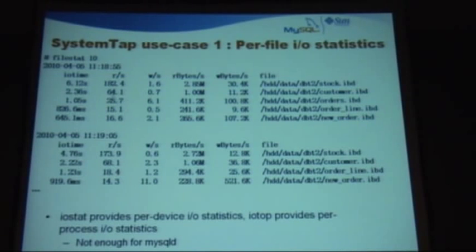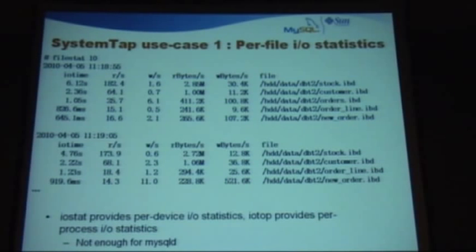In this case, it displays up to 10 seconds of average IO statistics per file, ordered by IO time. Here, stock.ibd consumed most of the IO resources, so we can easily decide that the stock table should be optimized.